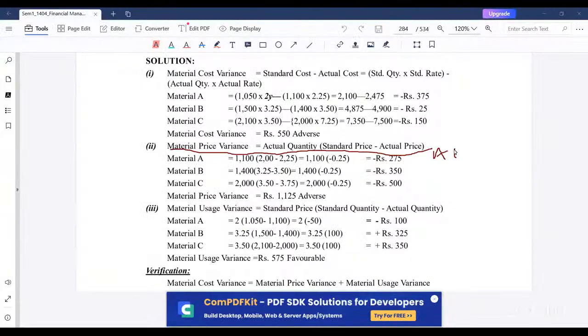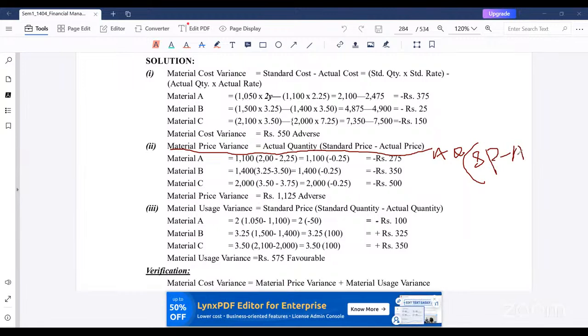SP minus AP. AQ into SP minus AP. So here what is happening? Actual quantity into standard price minus actual price.